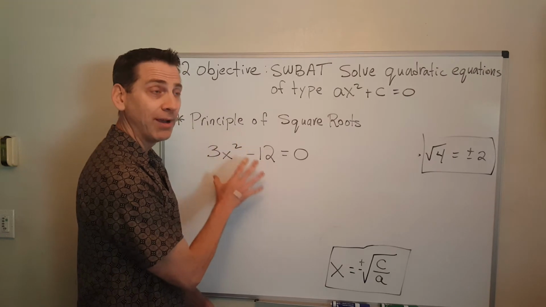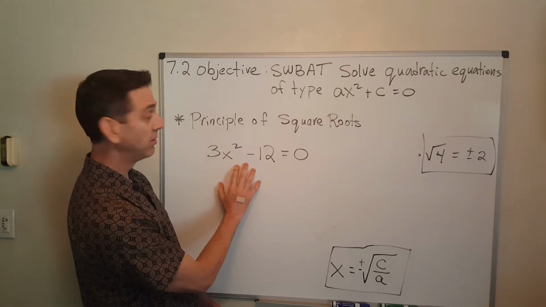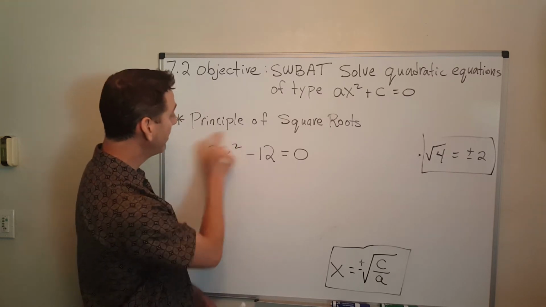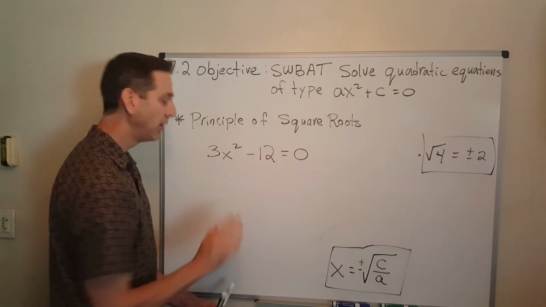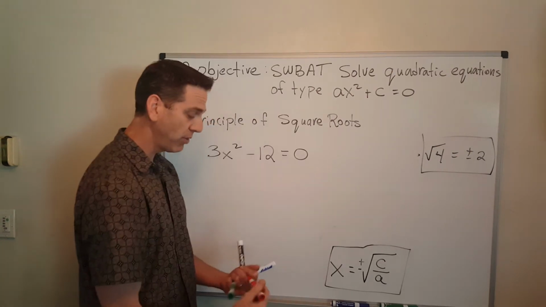Whenever you don't have a b term, you can use this method. And notice I don't have a b term. I have an a term and I have a c term, but no b term. So it's just as simple as, remember what we did? We're going to add 12 to both sides.